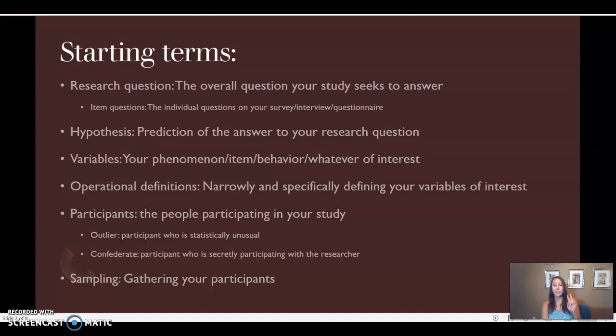There are two specific types of participants I want you to be aware of. One is an outlier. And an outlier is a participant that when you get your results back, you find out they're statistically unusual. So to go back to the example that I've been working with so far about exercise and happiness, if I were to poll all of you about how much exercise you get a week, somebody who's pretty intensely exercising, maybe an hour a day, 6 days a week, right?